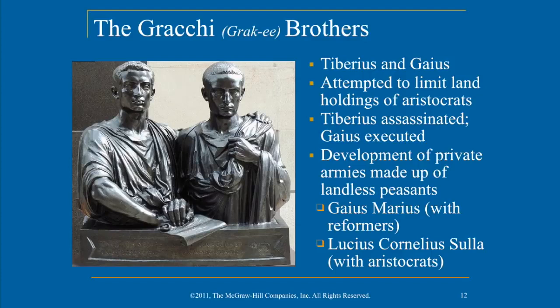Well, the aristocrats start to get really angry about this whole process because they see it as a threat to their money. And when you're messing with my money, you're messing with my emotions. And so Tiberius is assassinated and Gaius is executed on some trumped up charges. They basically make up some crime he did and then they kill him. Through this process, there's a development of private armies made of landless peasants.